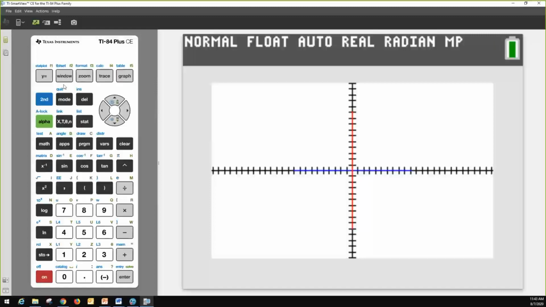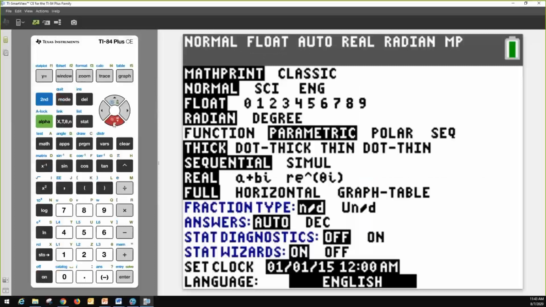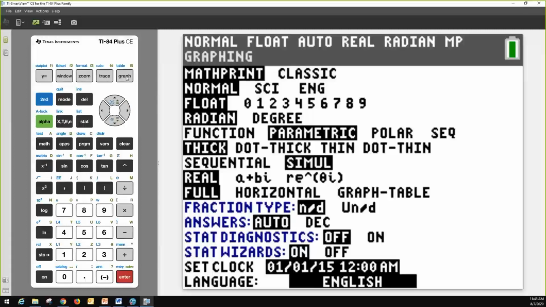So you can go into your mode settings and go down, and instead of doing the graphs in the sequence or sequentially, you can do them simultaneously. And watch the difference this time.